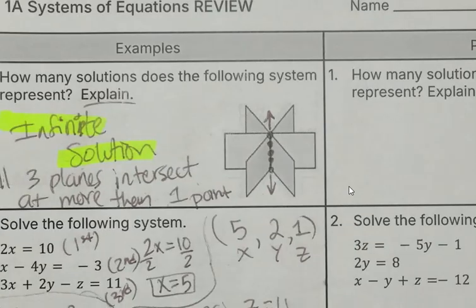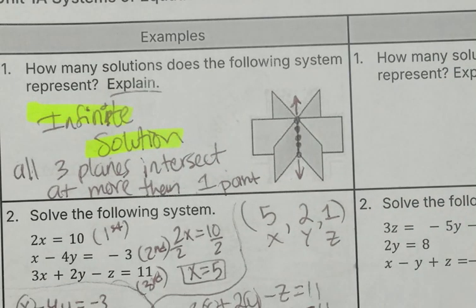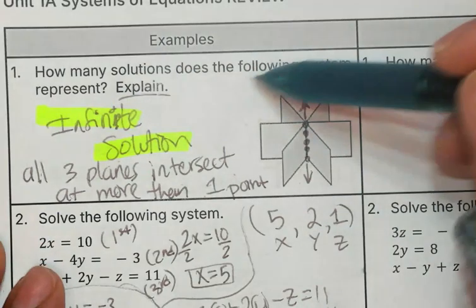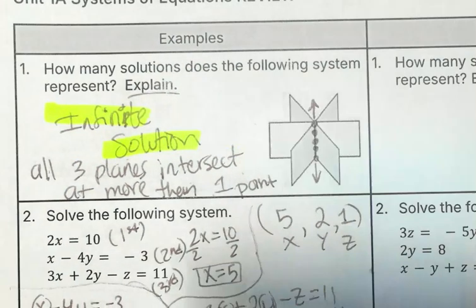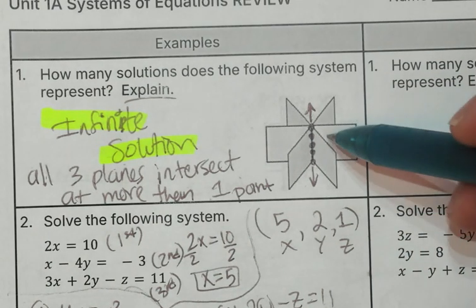So this image right here is demonstrating the example of infinite solutions because all three planes are intersecting at more than one point. So make sure you answer the question and justify with an explanation to verify that you truly understand why.